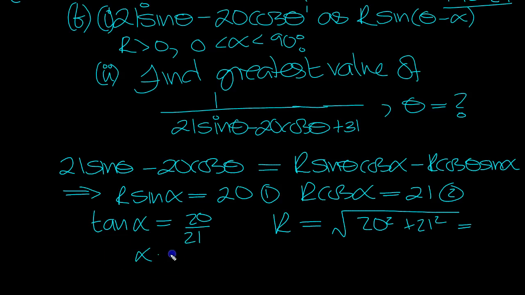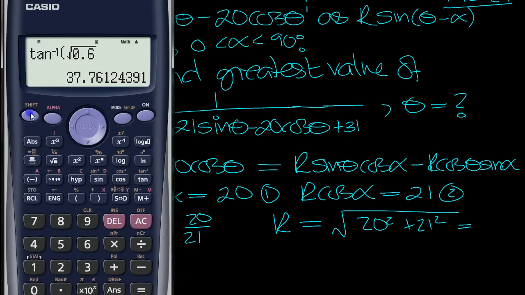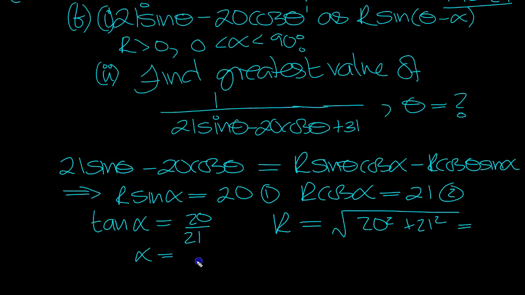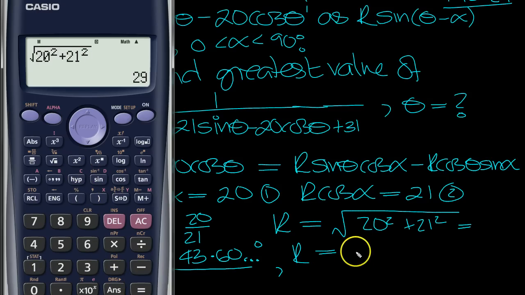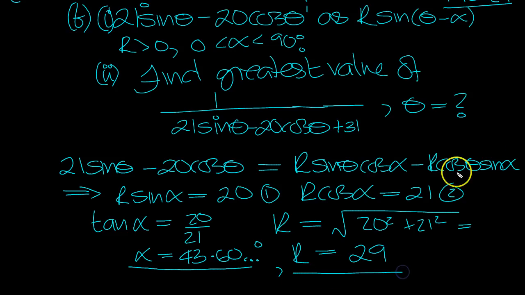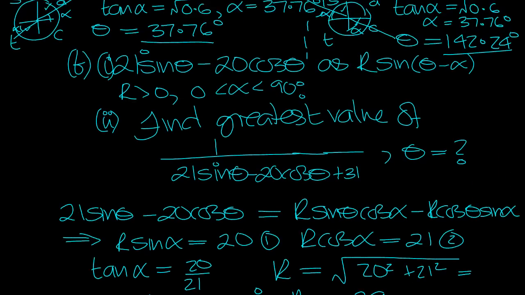So alpha is equal to shift tan 20 divided by 21, equals 43.60 degrees. And R is equal to the square root of 20 squared plus 21 squared, 29. Okay, good. So that's that.